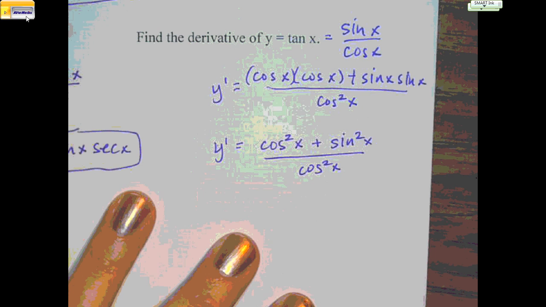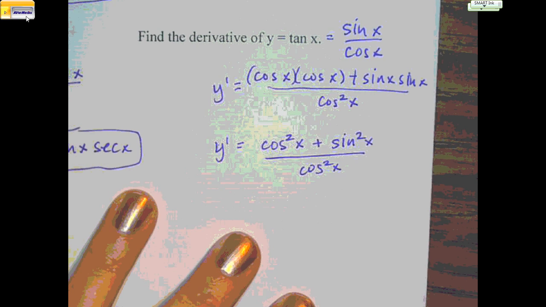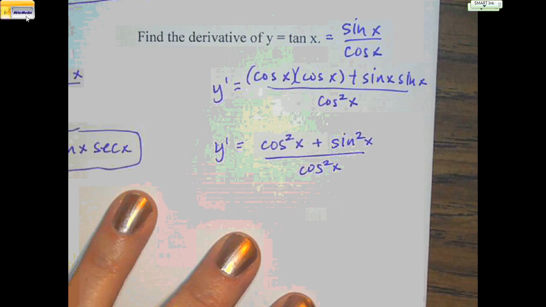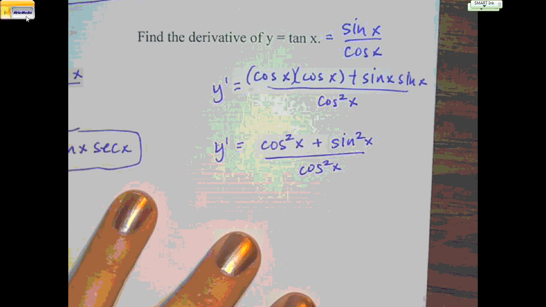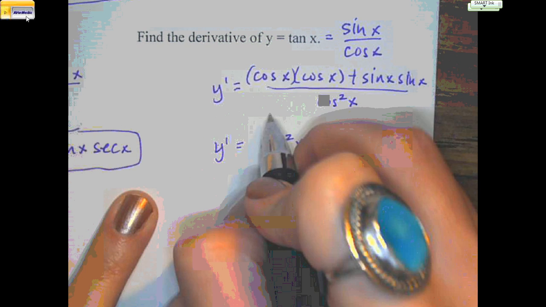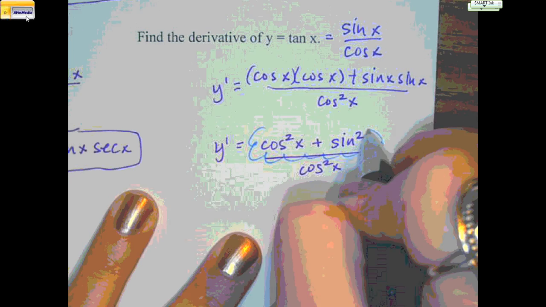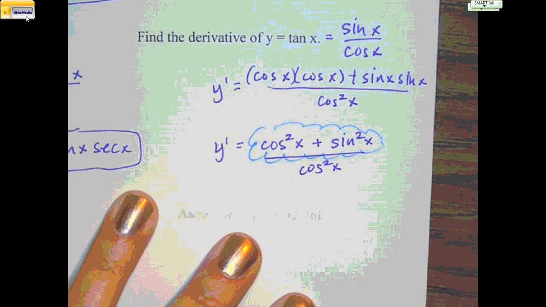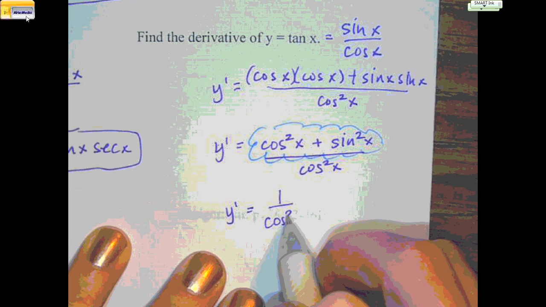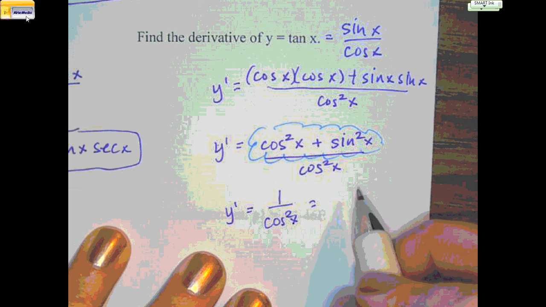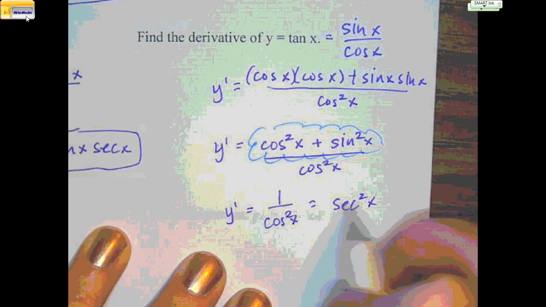Are you finished? Are we done? How come? That is an identity. This is the main one you had to know. That guy right there equals 1. So if we have 1 over cosine squared x, what is that really? Yep, secant squared x. There you go.